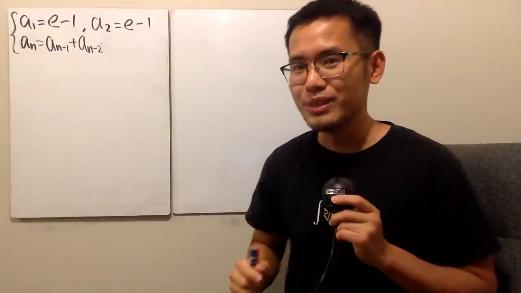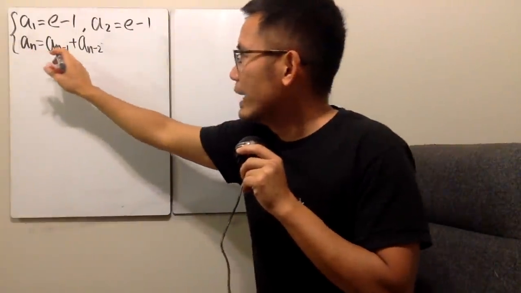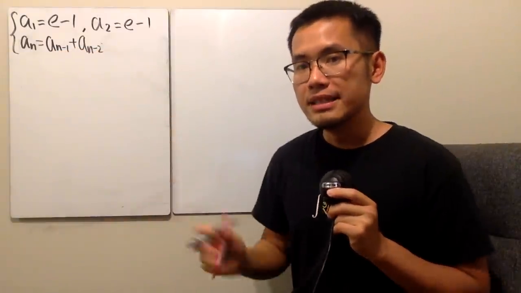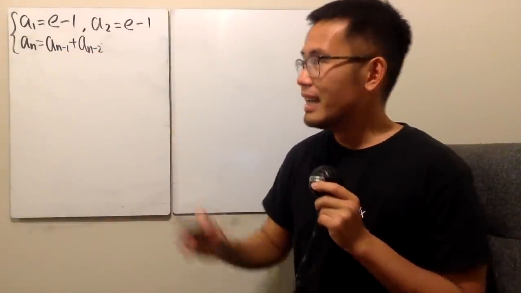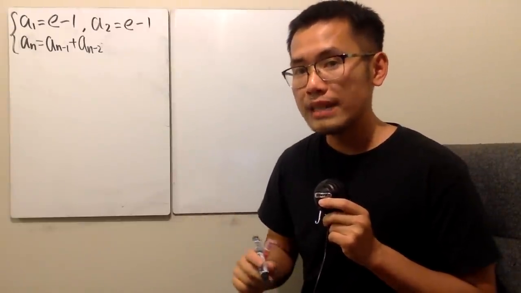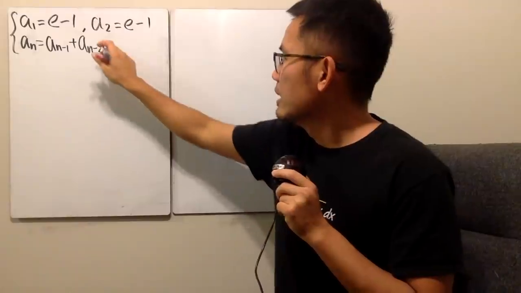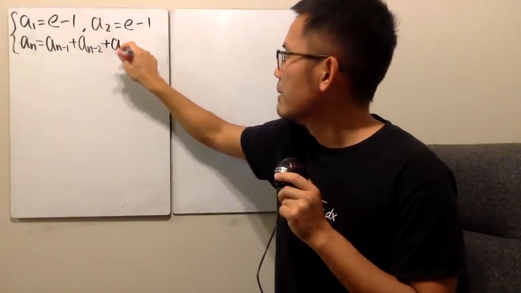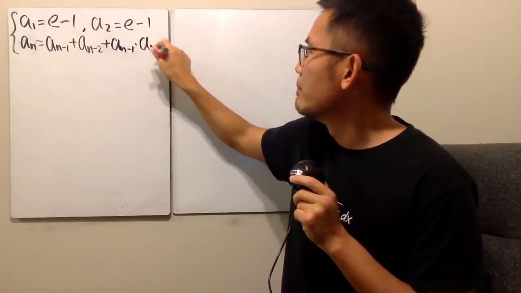Okay, you are really going to like this one. Here we have a_n is equal to a_{n-1} plus a_{n-2}. And this is like a Fibonacci sequence, right? And we have this 3 years ago already. So here I'm going to add a little bit more flavor. Namely, right here I'm going to add a_{n-1} times a_{n-2}.